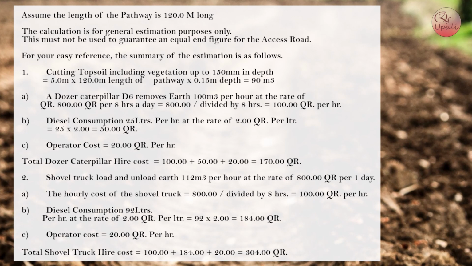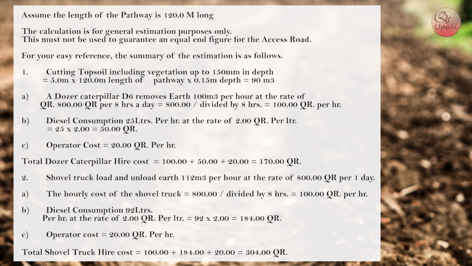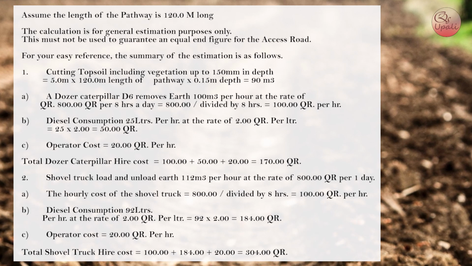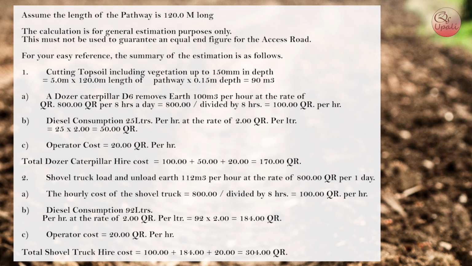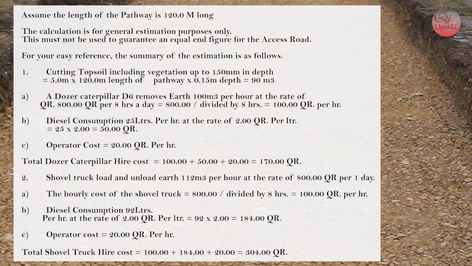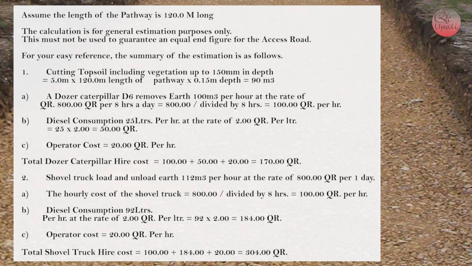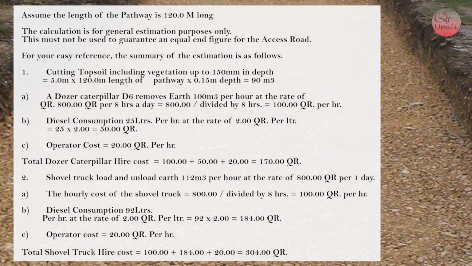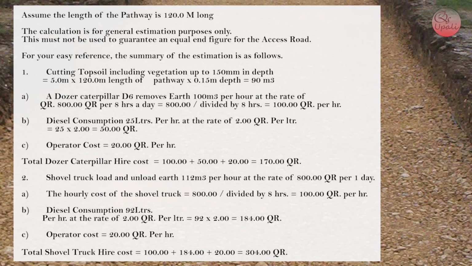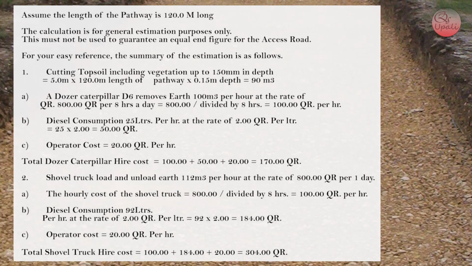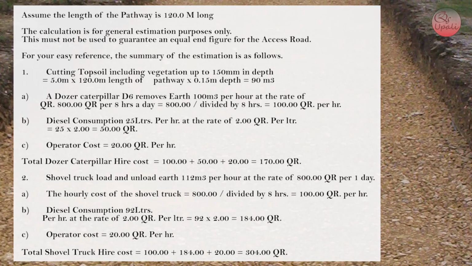Diesel consumption 25 liters per hour at the rate of 2 Qatar riyal per liter equals 25 into 2 equals 50 Qatar riyal. Operator cost 20 Qatar riyal per hour. Total dozer caterpillar hire cost equals 100 plus 50 plus 20 equals 170 Qatar riyal.